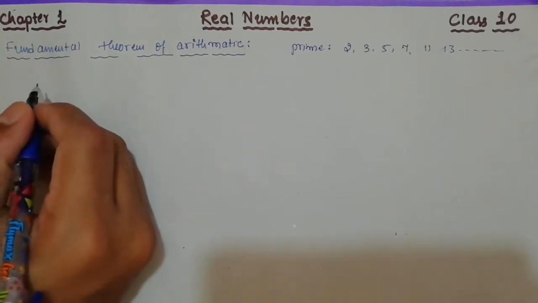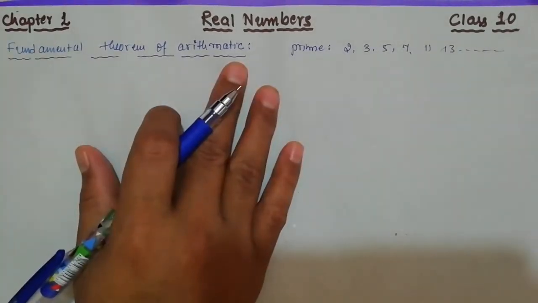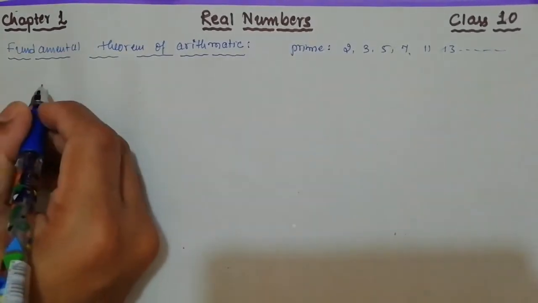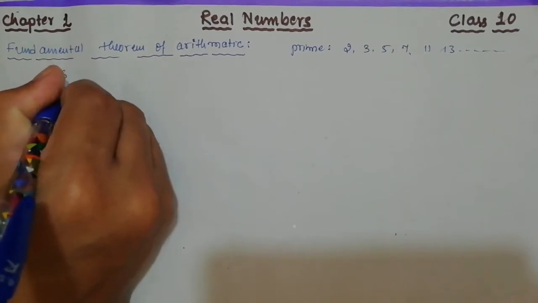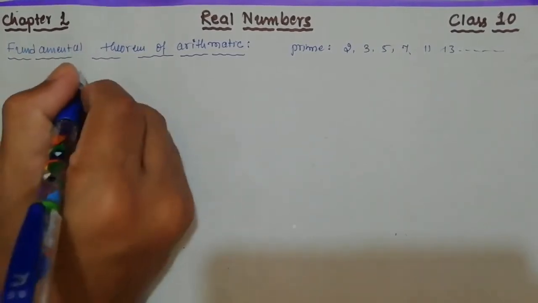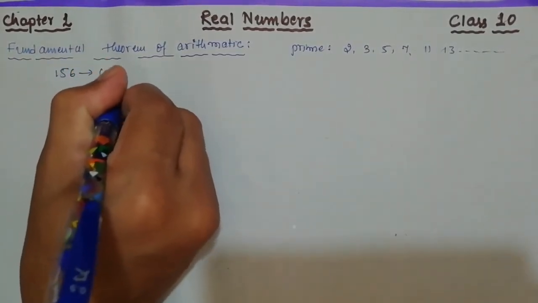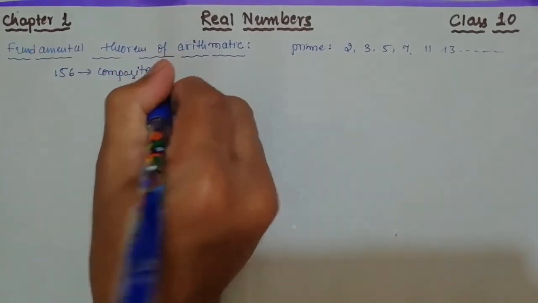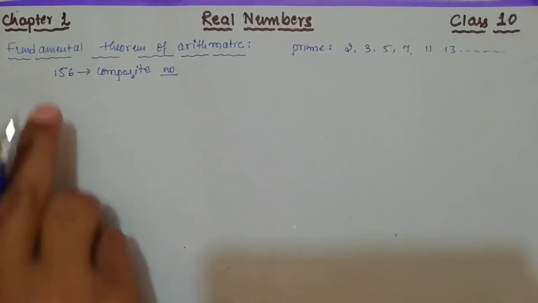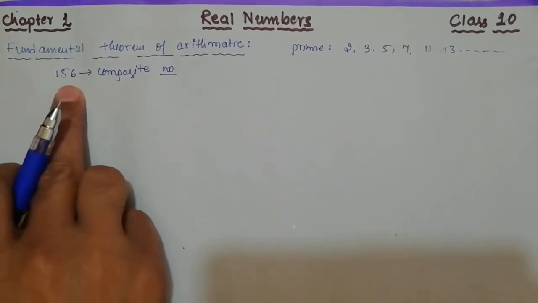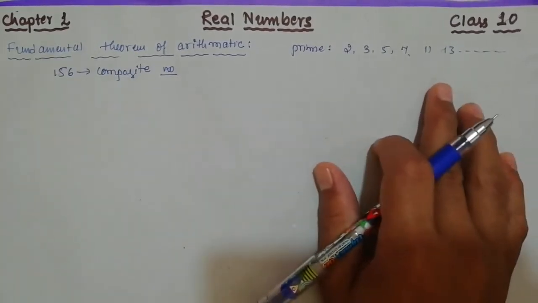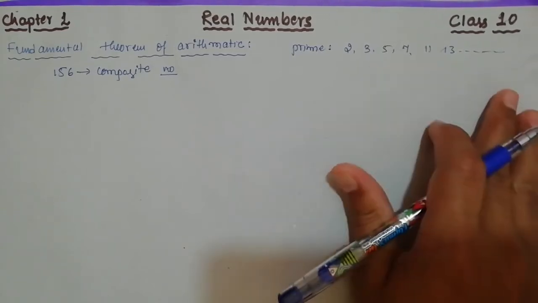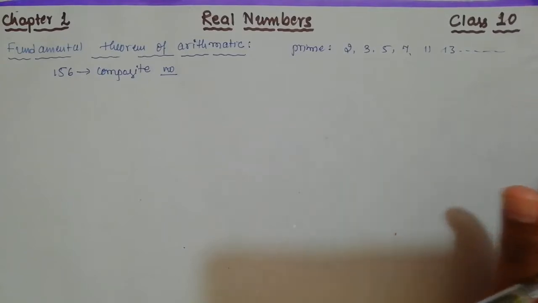Now, if you take any composite number, it should be a composite, meaning other than a prime number. I'm going to consider a number like this, 156. What type of number is it? It is a composite number. So according to this fundamental theorem of arithmetic, you can express this composite number as a product of prime numbers only, and the representation is unique apart from the order of the prime factors. So it is obviously a unique way.